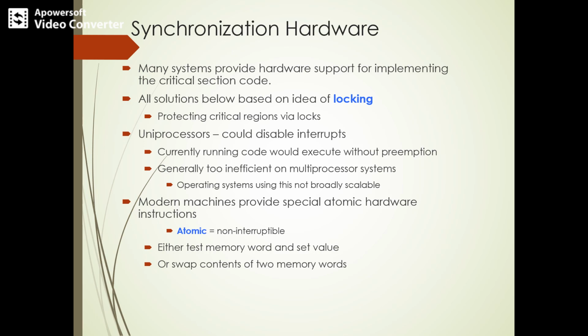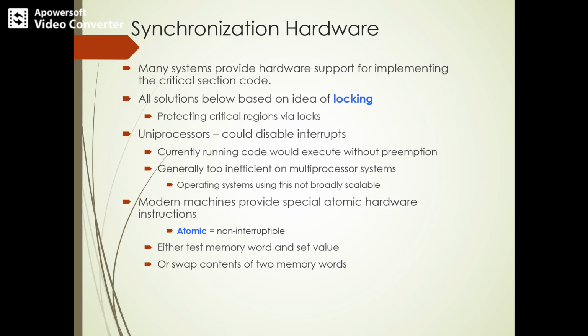Now, as with other aspects of software, hardware features can make the programming task easier. So we present some simple hardware instructions which are available on the systems in order to solve the critical section problem. In a uniprocessor environment, we can forbid the interrupts to occur while the shared variable is being modified. In this manner, we could ensure that the current sequence of instructions would be allowed to execute in order and no other instructions would run. However, in a multiprocessor environment, it is not feasible, right? Disabling interrupts is time consuming.